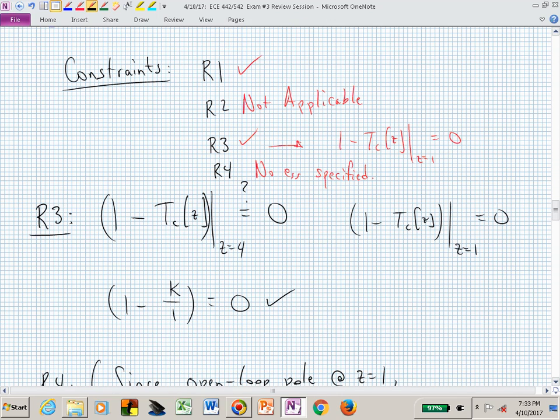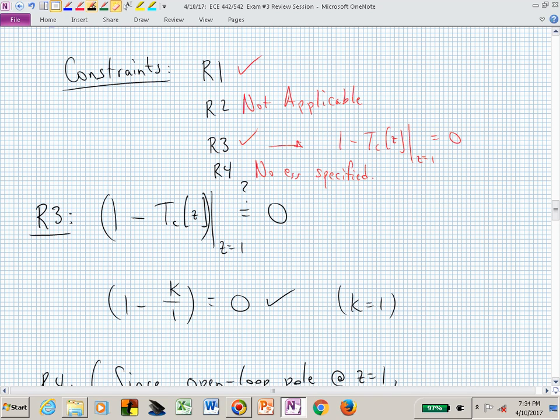Now that would equal 0 as long as k was equal to 1. And that would force k to be a specific number in that unknown k over z desired characteristic or desired closed loop transfer function T sub c of z. This is no longer in play. This one would be at z equal to 1.